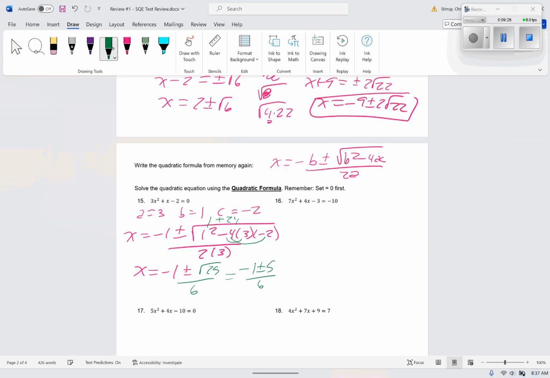So do the math. Negative 1 plus 5 is 4. 4 over 6 reduces to 2 over 3. So there's one answer. Negative 1 minus 5 is negative 6. Negative 6 over 6 is negative 1. There's my 2 answers. Okay, I'm going to erase this so I have more room to do the other side, okay?